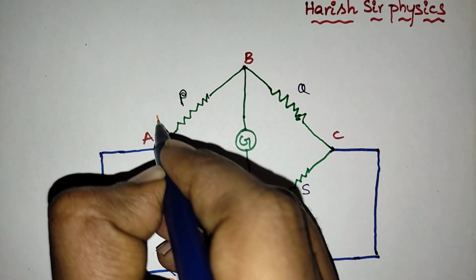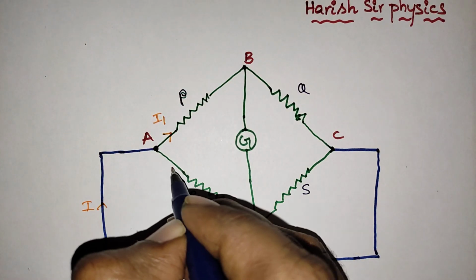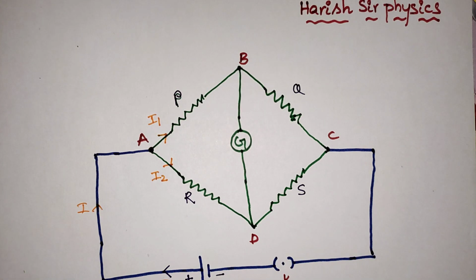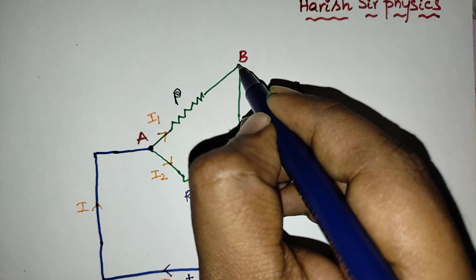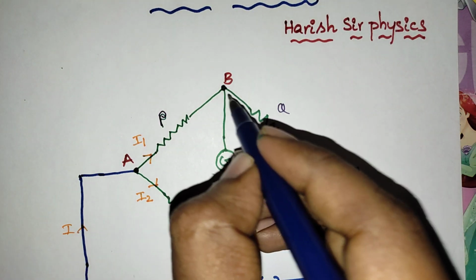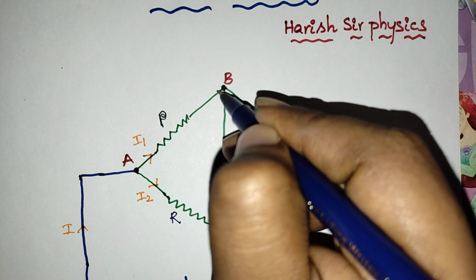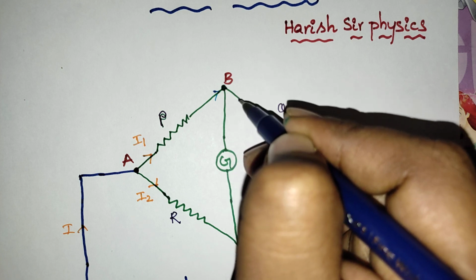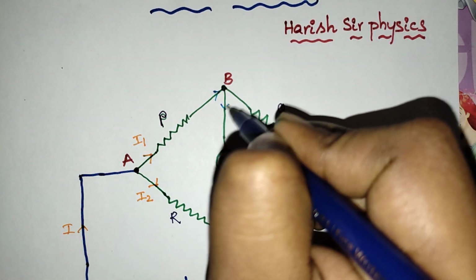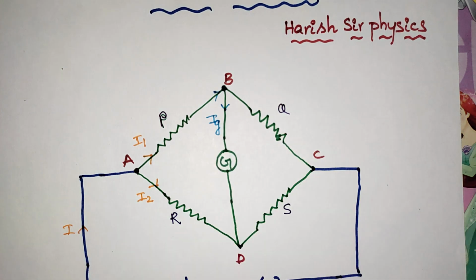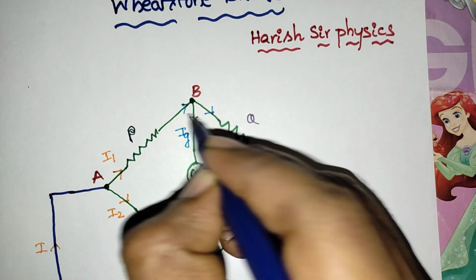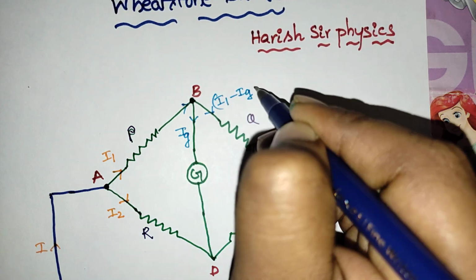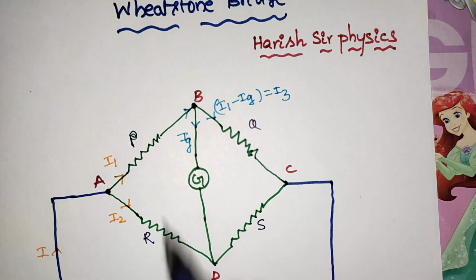Here some part of the current I am going to consider as I1. Some part of the current will flow through this resistor, that is I2. Then this I1 goes up to here, where we have one more junction. Up to here the current is I1, and this current is going to split. Through the galvanometer I am going to take the current as Ig. So what about the remaining current? Total is I1, so you can write it as I1 minus Ig, which I am going to take as I3.